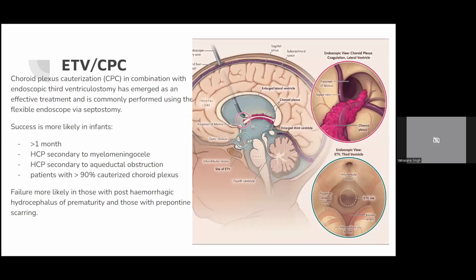Choroid plexus cauterization can be used in combination with endoscopic third ventriculostomy. It is commonly performed using the flexible endoscope via septostomy and is more likely successful in infants over a month old who have hydrocephalus secondary to myelomeningocele, who have hydrocephalus secondary to aqueductal obstruction, and if the cauterization is done for more than 90% of the actual choroid plexus. Failure is more likely in those with post-hemorrhagic hydrocephalus of prematurity and those with prepontine scarring.